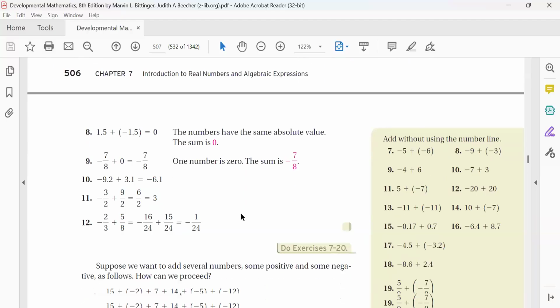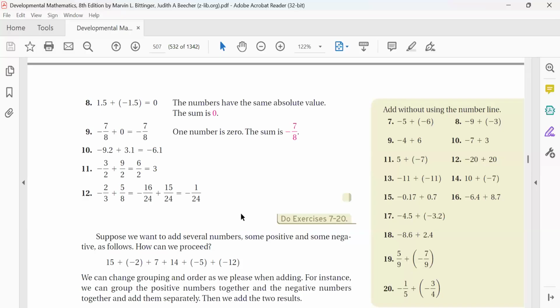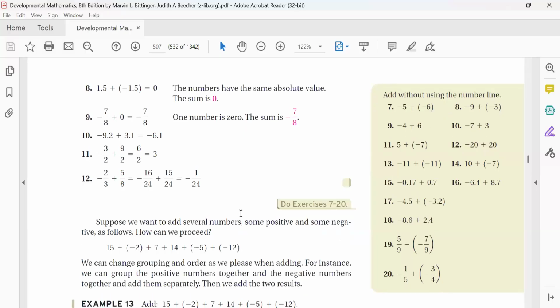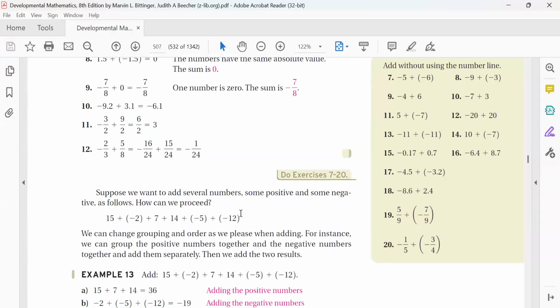Page 507 is very important. So I want you to solve all of the questions in this gray rectangle, which is 7, all the way to question number 20. All the way to question number 20.